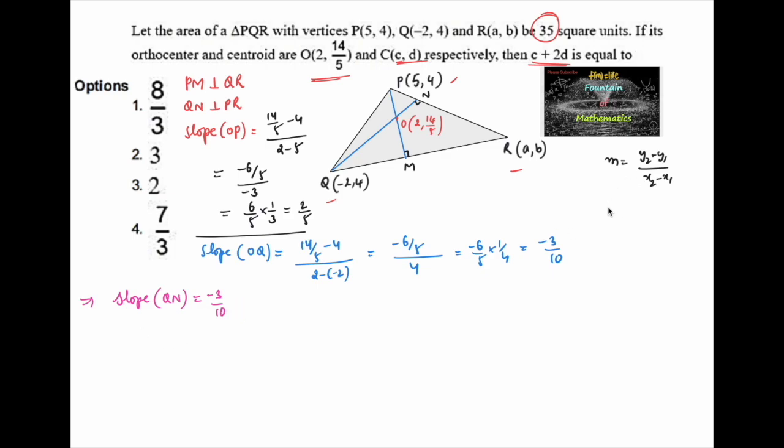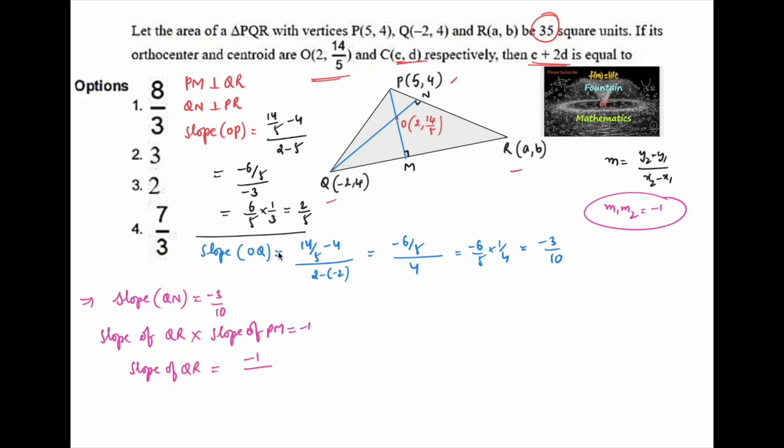And we know the relation when the two lines are perpendicular, m1 m2 is equal to minus 1. So we can say slope of QR into slope of PM is equal to minus 1. So slope of QR is equal to minus 1 by slope of PM. That is, slope of PM is nothing but slope of PO, that is 2 by 5. So we can take minus 5 by 2.